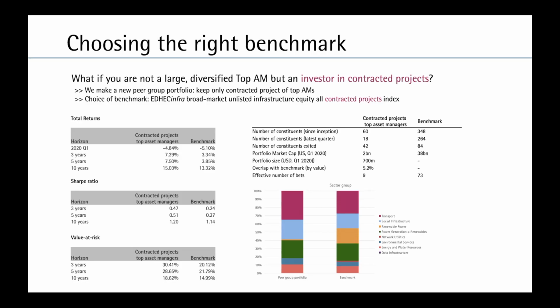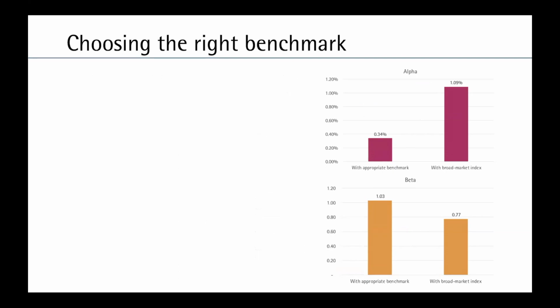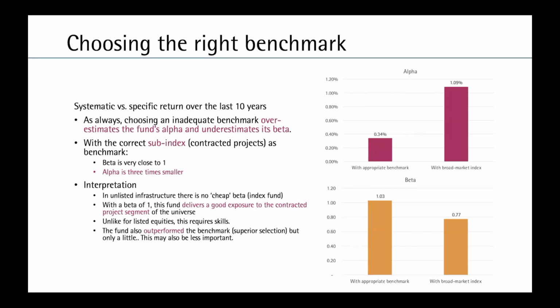What's interesting is this: if you do the analysis in terms of beta and alpha, you get very different results depending on whether you use the broad market benchmark or the correct benchmark, which would be the contracted project benchmark. So with the EDHECinfra data, we can slice and dice the universe in many ways using TICCS classification. In fact, we can produce more than 120, I think, infrastructure equity market indices or sub-indices.